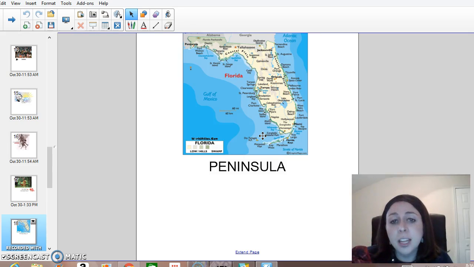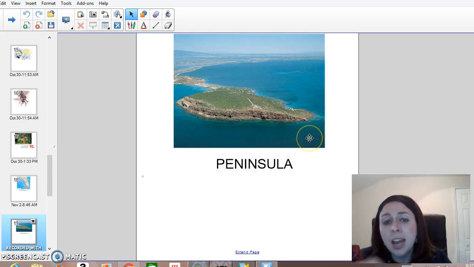Peninsula is a type of area that juts out and is surrounded by water. So it has to jut out and be surrounded by water. Florida juts out, if you notice, and it is surrounded by water. Cape Cod juts out and is surrounded by water.